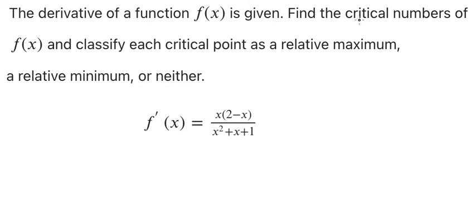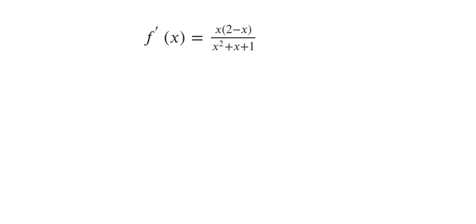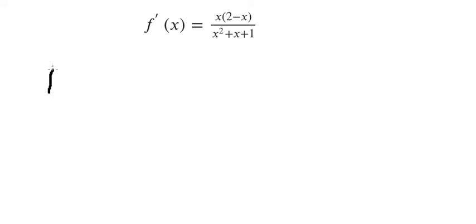The question: we need to find the critical numbers of the function and classify each critical point as a relative maximum, a relative minimum, or neither. So now I will show you how to answer. So we need to first set the derivative of the function equal to number 0.